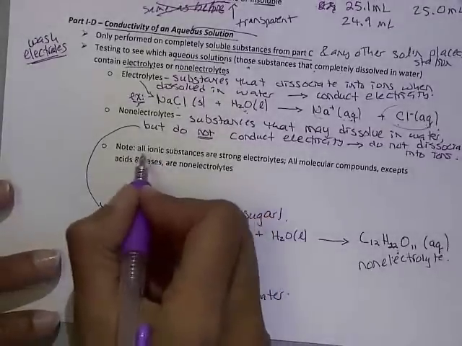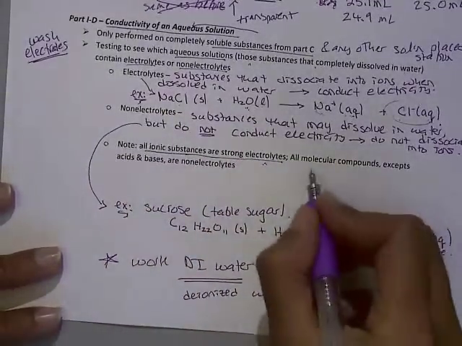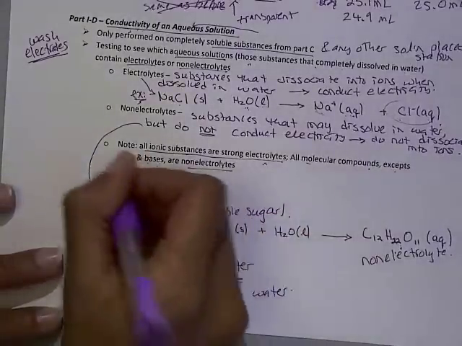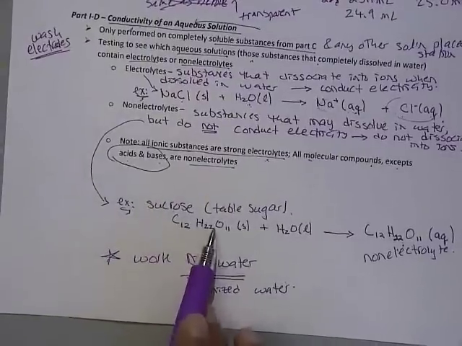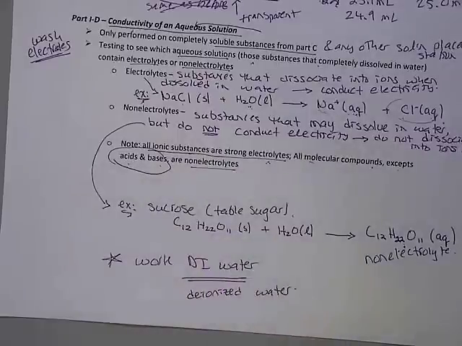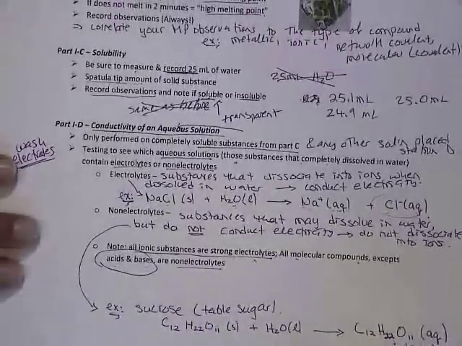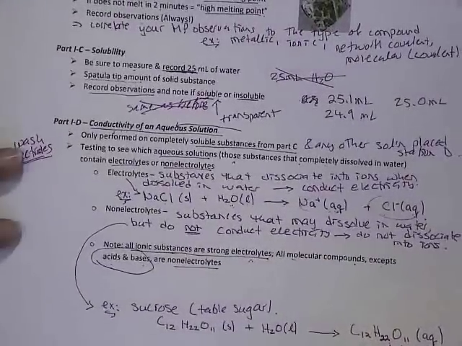One thing to note, all ionic substances, as I said, are strong electrolytes, meaning your bulb should light up. All molecular compounds, except acids and bases, are non-electrolytes. So acids and bases are in fact electrolytes, and we'll cover that later on in the semester when we start discussing acids and bases. Sucrose is a molecular compound. It's a covalent compound. Therefore, it should theoretically be a non-electrolyte, and you're going to prove that in lab this week. So the first goal of the experiment was to really understand the properties of 5 different compounds that you're working with.